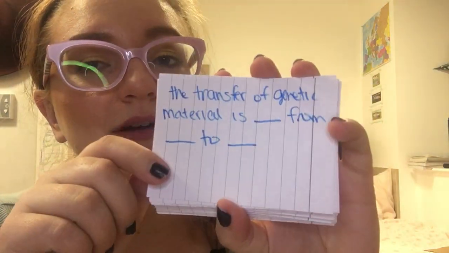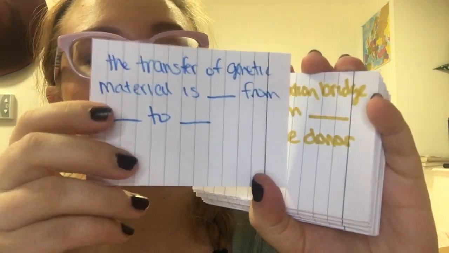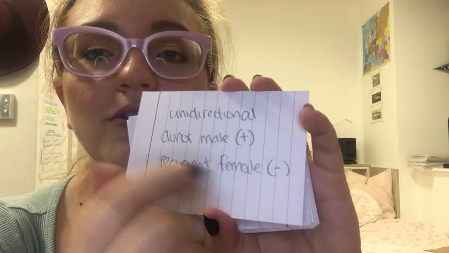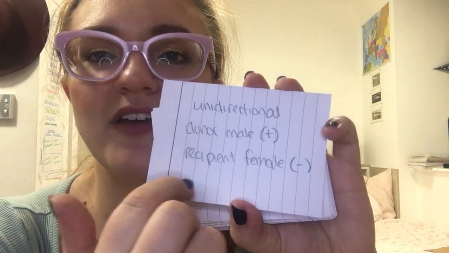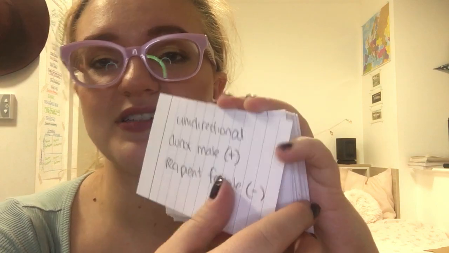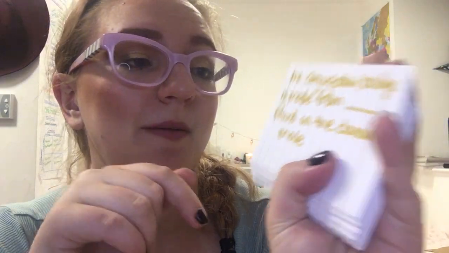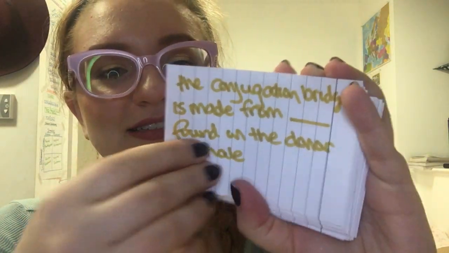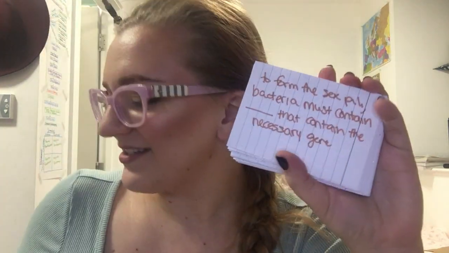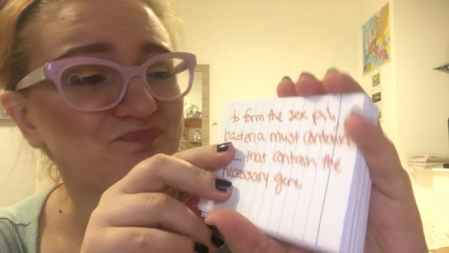The transfer of genetic material is blank from blank to blank, kind of what I was just saying. So it's unidirectional from the donor male, which is considered positive, to the recipient female, which is considered negative. So we're going to only go that one way. It's unidirectional. The conjugation bridge is made from blank found on the donor male. That is the sex pili, that pilus, the distasteful way I described it, that little wiener-like thing.